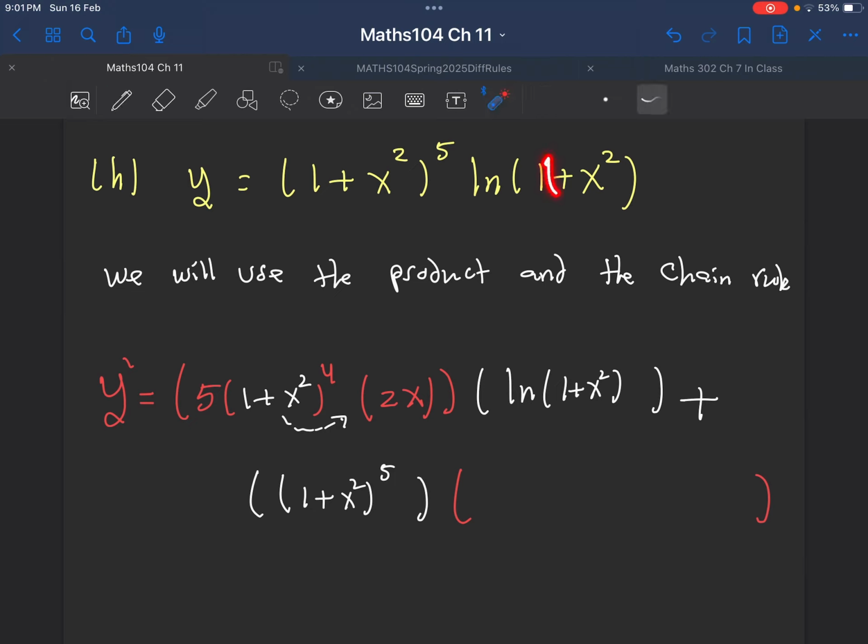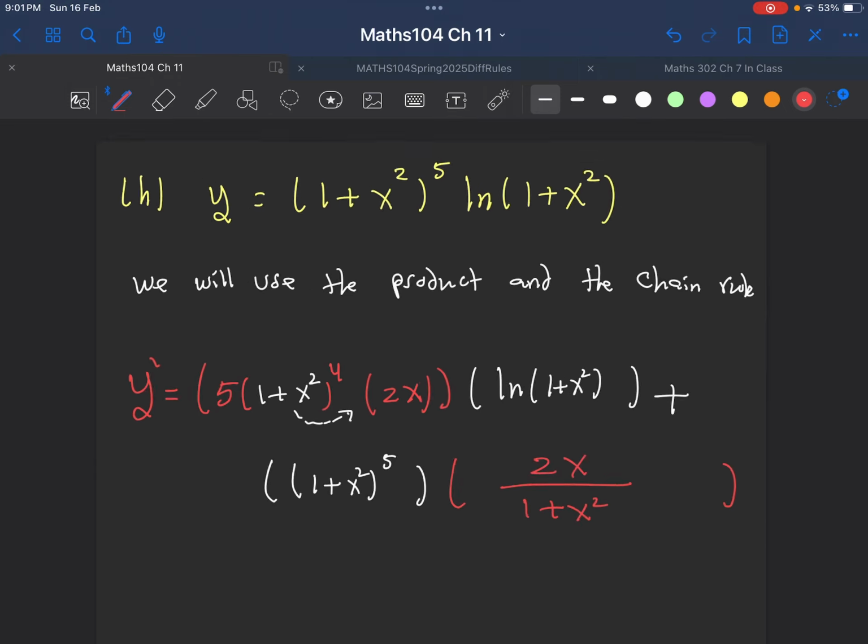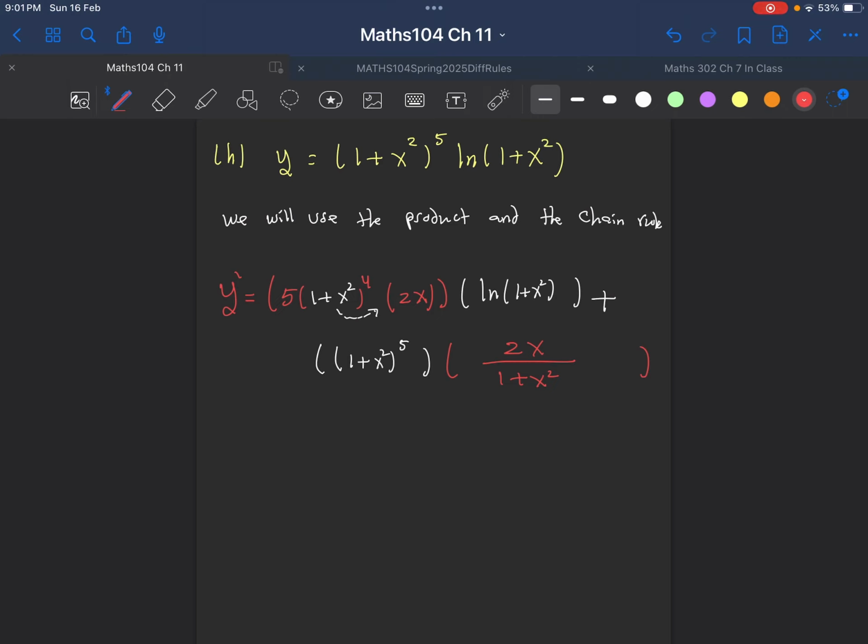Next, or finally, we have ln u, whose derivative is u prime over u, so in the numerator we write u prime. So this will be just (1 + x squared) over 2x. And that's the final answer. Very simple, very straightforward, using the product rule, the chain rule, and how we find the derivative of the ln.